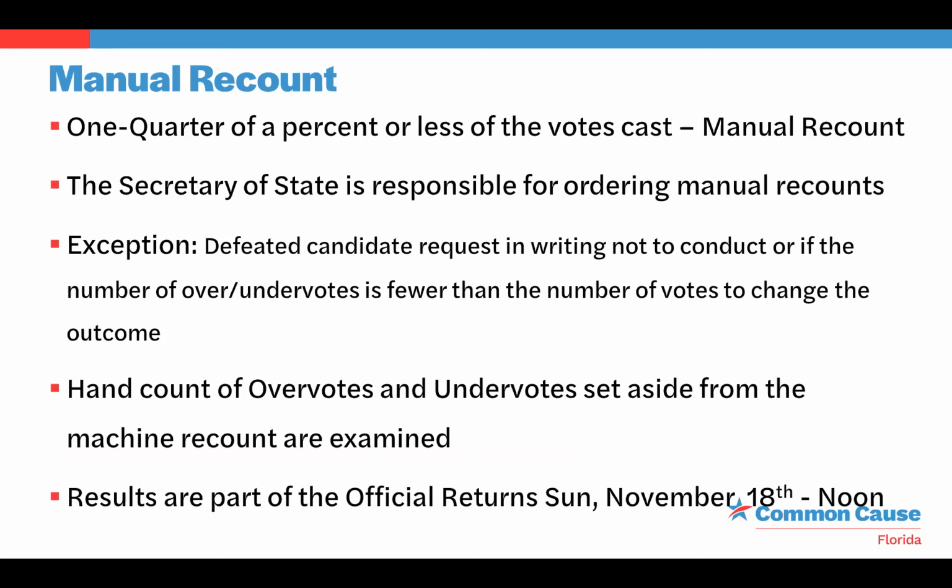The Secretary of State will review the second unofficial results on Thursday at 3 o'clock, do some more math, and if he determines that there's a 0.25% difference between the candidates or less, they will order a manual recount. Here there are two exceptions. If the candidate who would lose does not wish for there to be a manual recount, they can place that in writing. Or if the number of over and under votes is fewer than the number of votes would not change the outcome of the election, they do not have to do the manual recount.